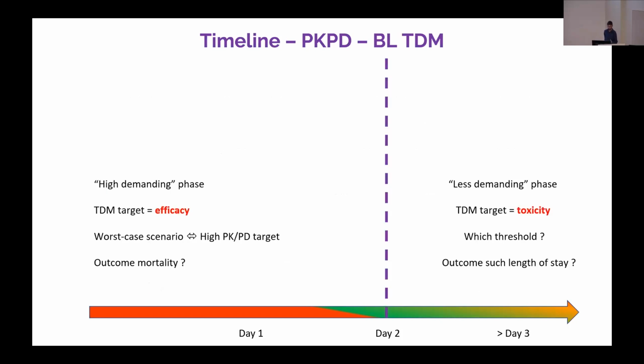And from a PKPD study perspective, most of them focus on the early phase, which is a highly demanding phase, where the TDM target is to ensure adequate exposure. So it's mainly based on a worst case scenario, which needs a high PKPD target. But there are few studies that really evaluate the second phase, where we can change our objective of TDM, which could be toxicity, and there is a lot to do, especially about the threshold of toxicity.